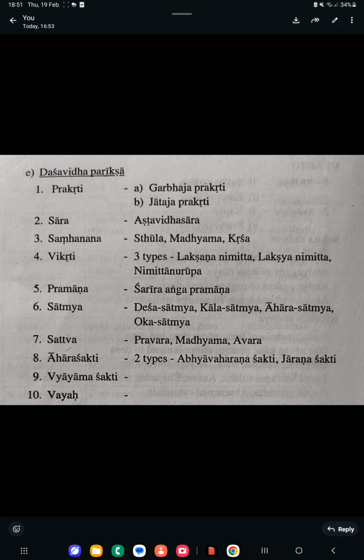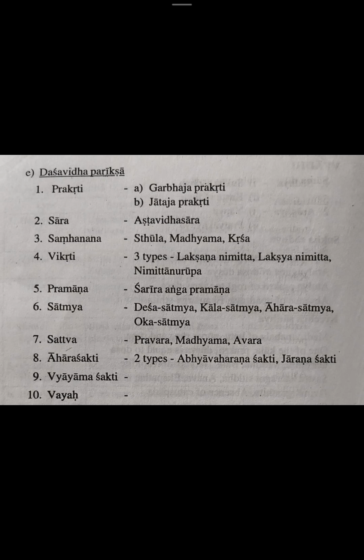Then Dashavida Pariksha, which is told by Charaka. Prakriti, Sara, Samhanana, Vikriti, Pramana, Satmya, Sattva, Ahara Shakti, Vyayama Shakti, Vaya. These are the 10 things we have to examine. Prakriti: Garbhaja Prakriti, Jatija Prakriti. Then Sara: Ashtavida Sara, like Tvak Sara, Rakta Sara, Mamsa Sara, like that we have studied. Samhanana: Sthula, Madhyama, Krisha, like compactness of the body. Based on that Sthula, Madhyama, Krisha, we have to write.